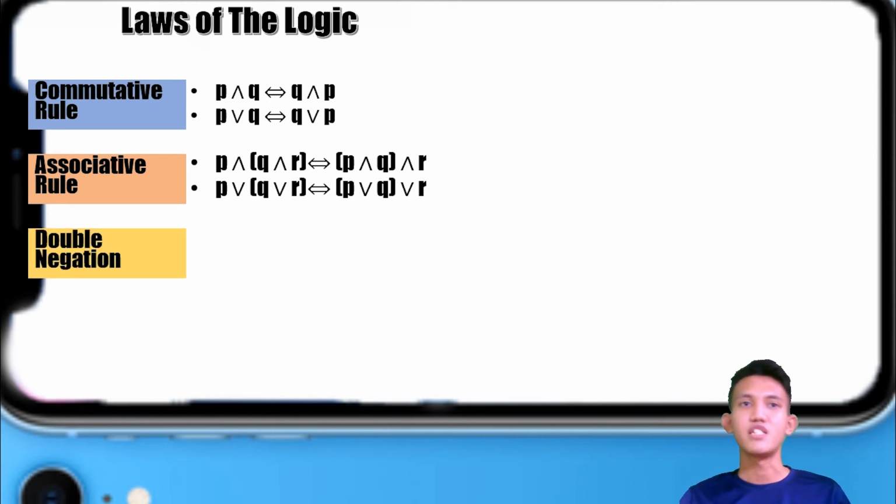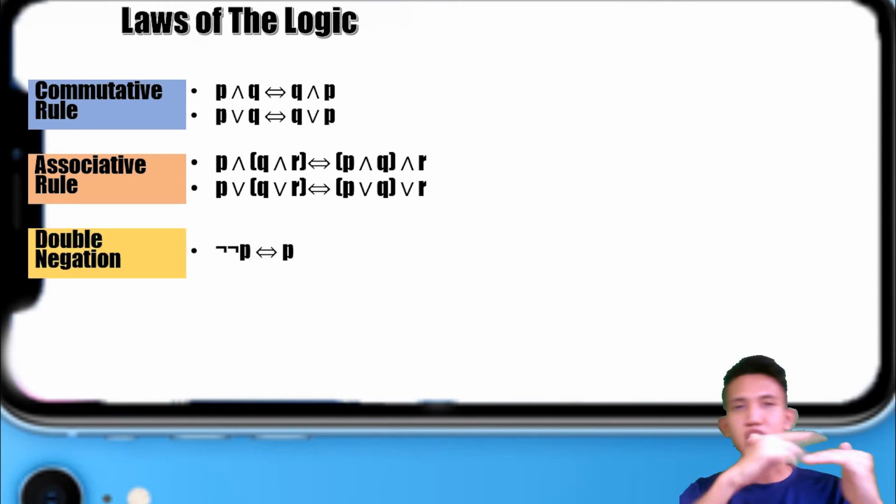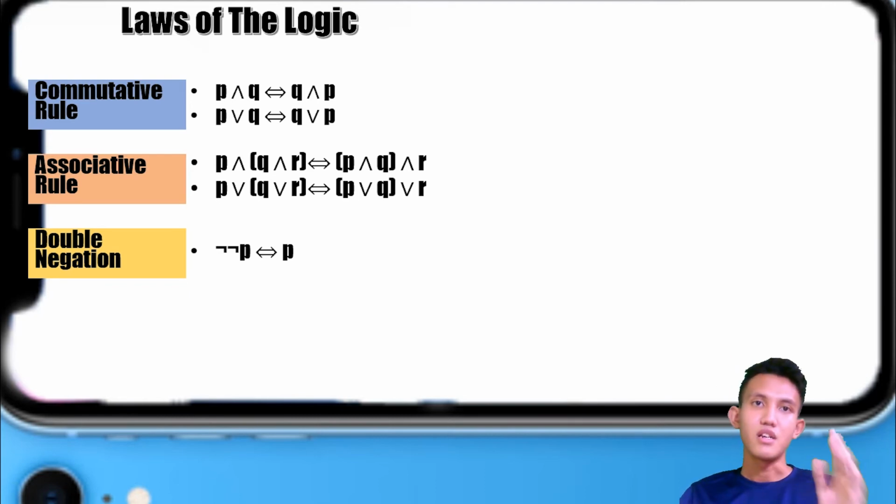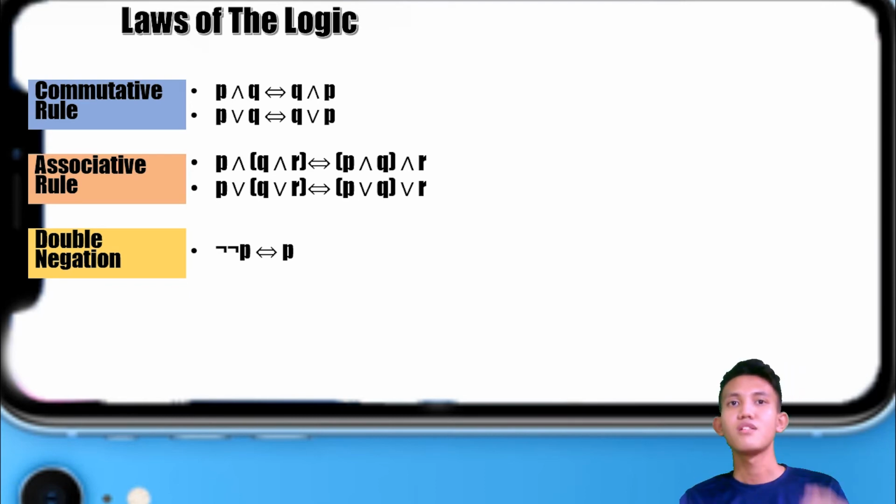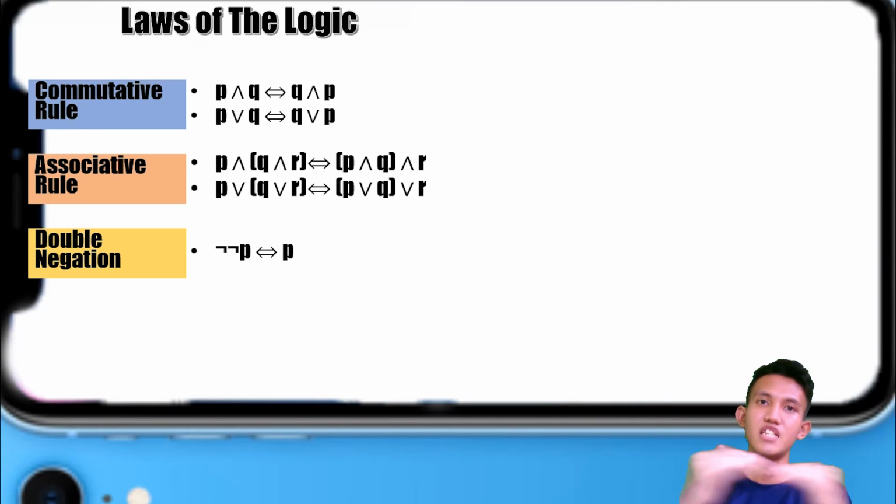The next one is double negation. With double negation, you see the negation symbol twice in front of the premise. So not not P is equivalent to P, because the two negations cancel each other.